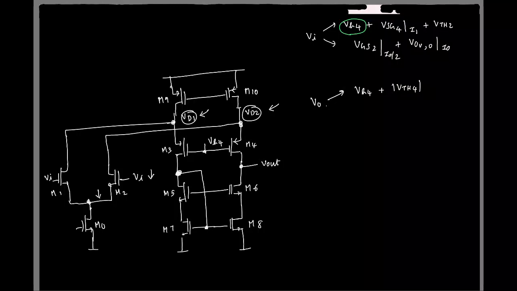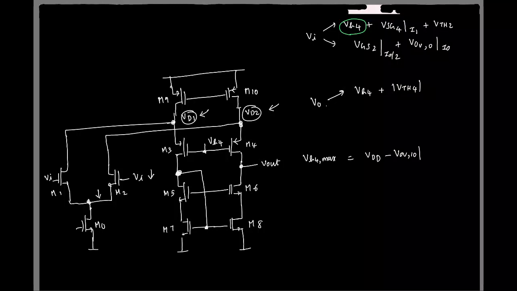And I mean, what is the maximum VB4 can take? Again, if I keep increasing VB4, what will change? VD2 will increase because the gate to source is fixed, and if VD2 increases, what will happen? This guy will go into triode. So what is the maximum VB4 can take? VDD?